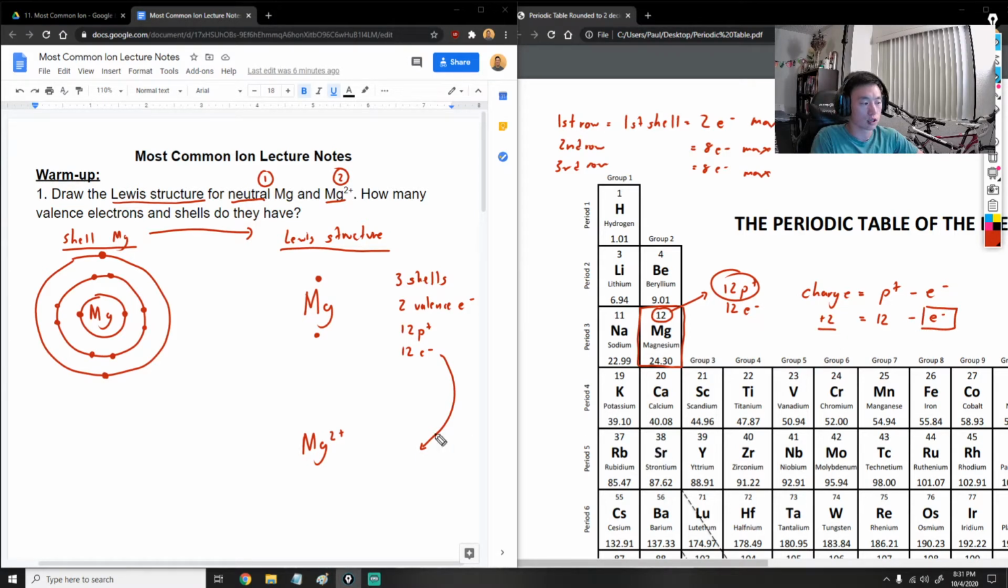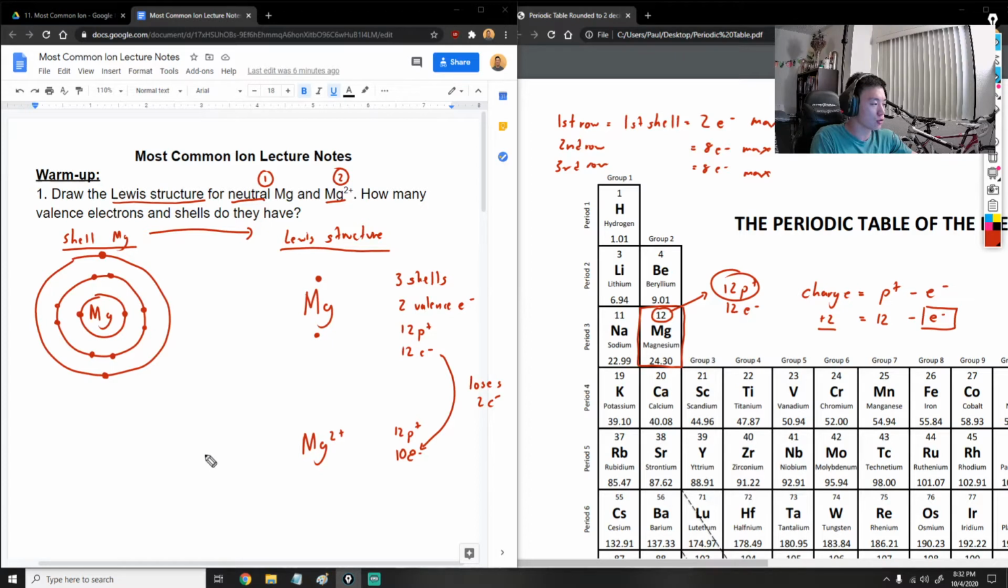If you do that in your head, you'll notice that it's 10 electrons. Another way you could think about it is if it's positive 2, that means it loses 2 electrons. That means Mg2+ has 12 protons and 10 electrons. Right? That means it has 2 fewer electrons than Mg.